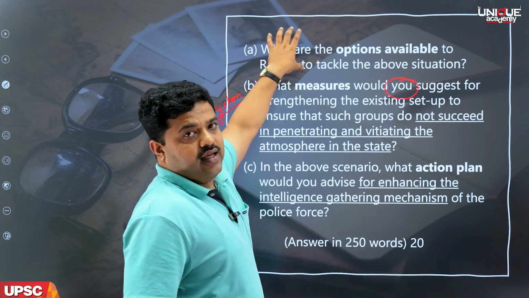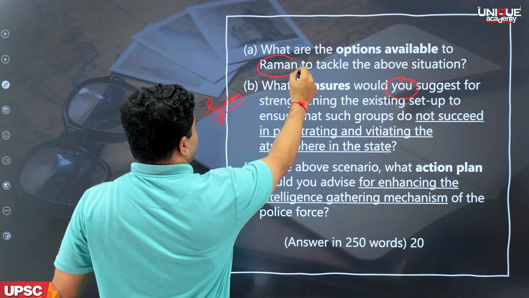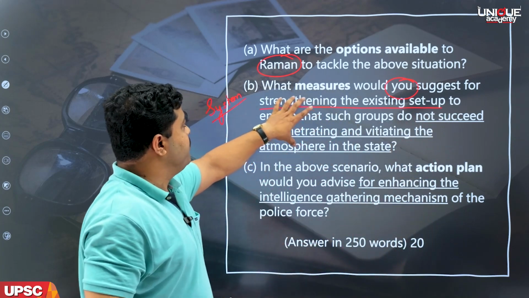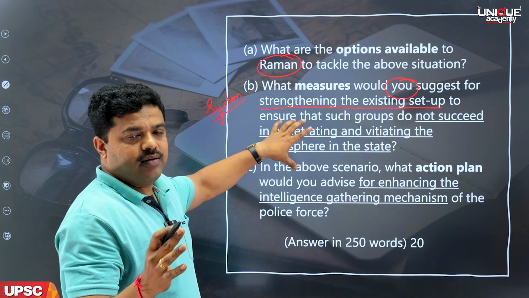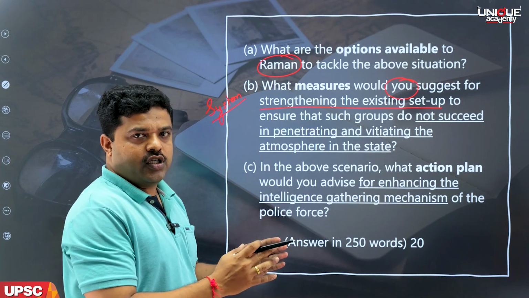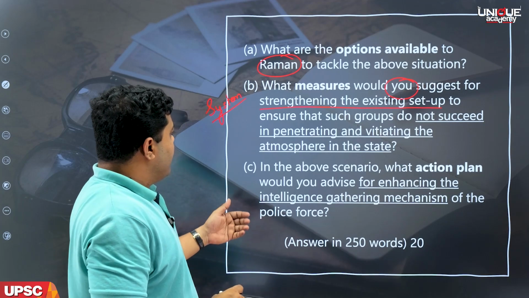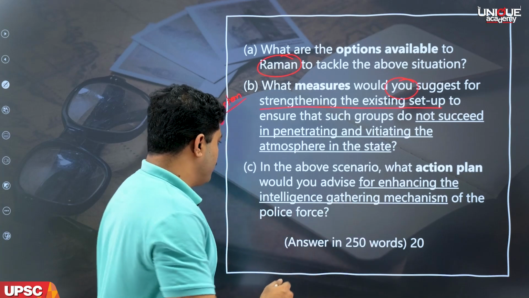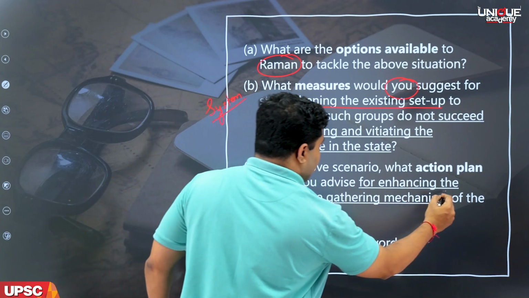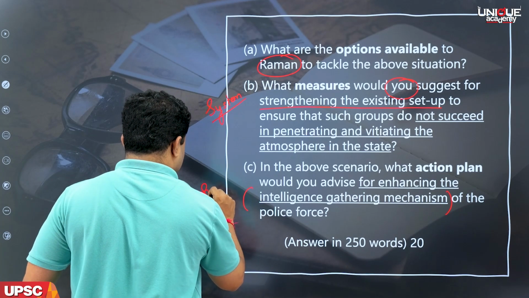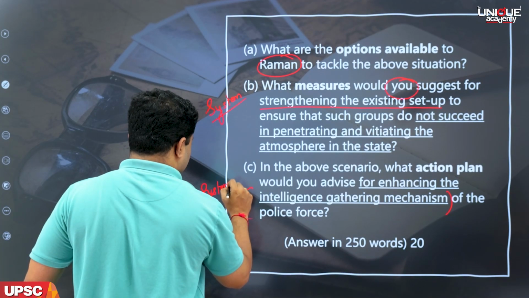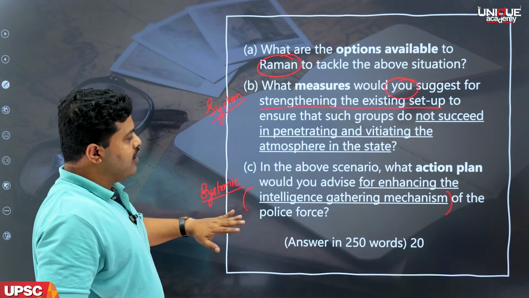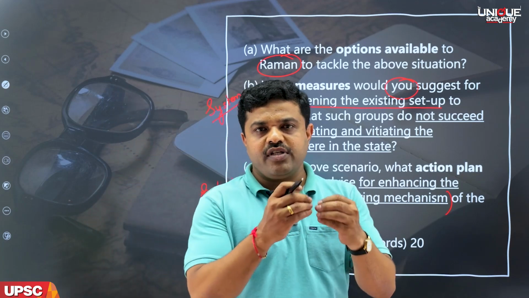ये person क्या कर सकता है? यहाँ Raman is the focal point, but here it is talking about strengthening the existing setup. So यहाँ systemic perspective आना चाहिए. Okay, आपको ये समझना चाहिए, because when you know the focus of the question, your answer becomes more precise. In the above scenario, what action plan would you advise for enhancing the intelligence gathering mechanism? So again, it is talking about enhancing intelligence gathering mechanism. So again, it is systemic. Of the police force.